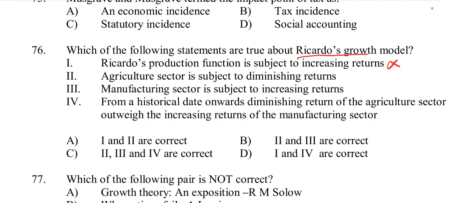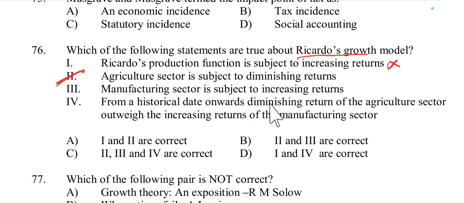Rather, it specifically applies increasing return to the manufacturing sector and diminishing return to agriculture. So it is not overall increasing return. Then the second one is agriculture sector is subject to diminishing return. Yes, agriculture sector is subject to diminishing return, because Ricardo's model assumes diminishing return in the agriculture sector, meaning that as more labor is applied to agriculture, the additional output produced decreases, because here land is fixed.